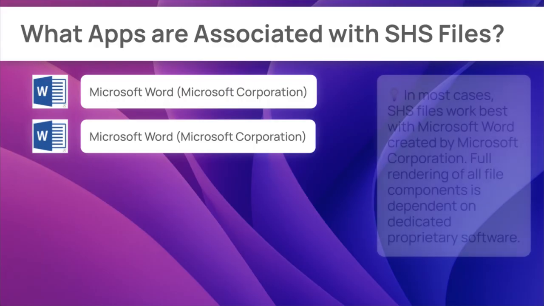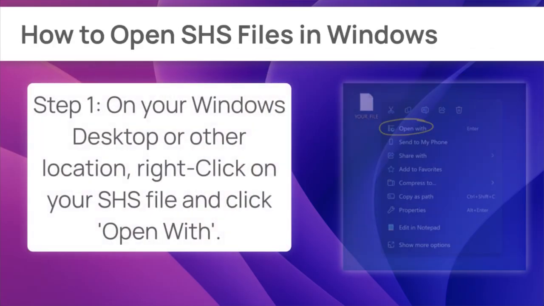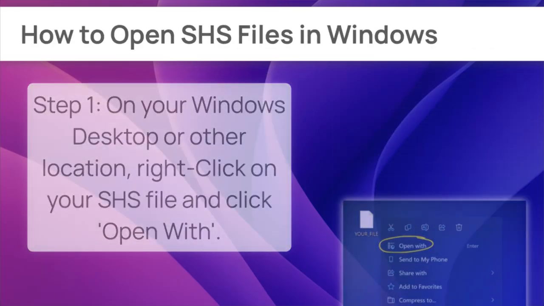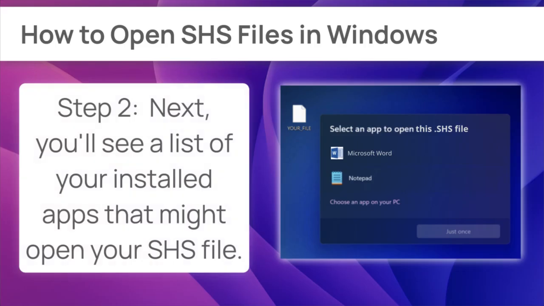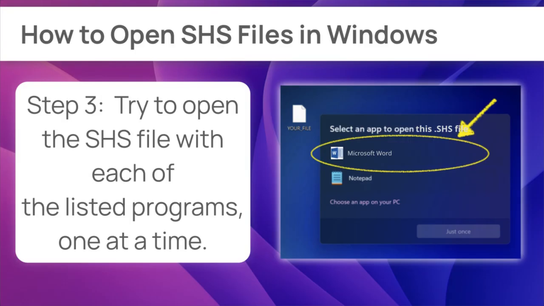Full control over the file's proprietary features requires a dedicated application. Windows cannot interpret the contents, so specialized or archival tools are often needed. This is the first step toward access. Right-click your SHS file, then select Open With. Try Microsoft Word if you have it. If not, select any program from the list. The goal is to find one that reads the format.